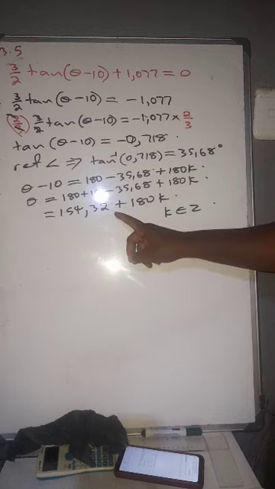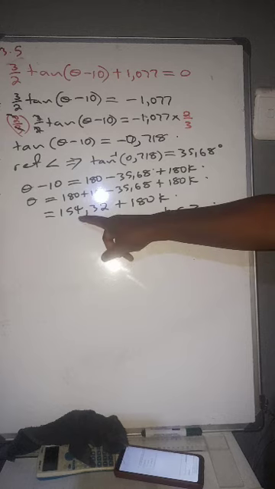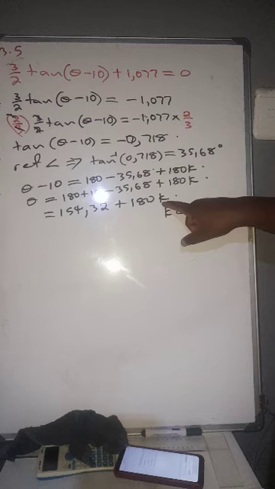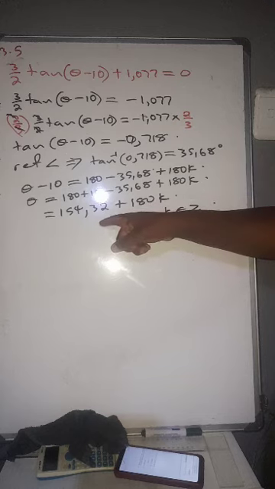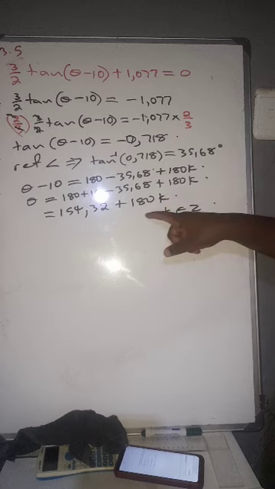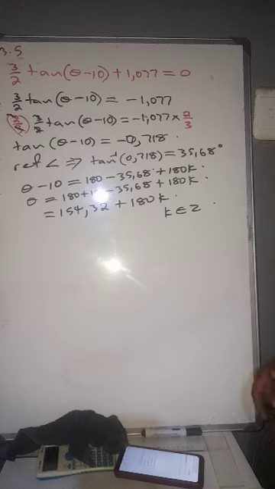This is only for the second quadrant, right? 154.32 is in the second quadrant. If we add a single 180, it goes to the fourth quadrant. So when k is equal to 0, it's in the first quadrant. When k is equal to 1, it goes to the second quadrant. And then it continues like that.